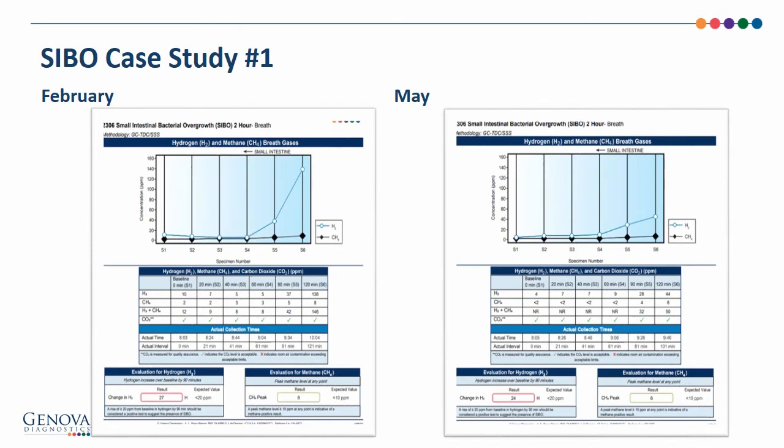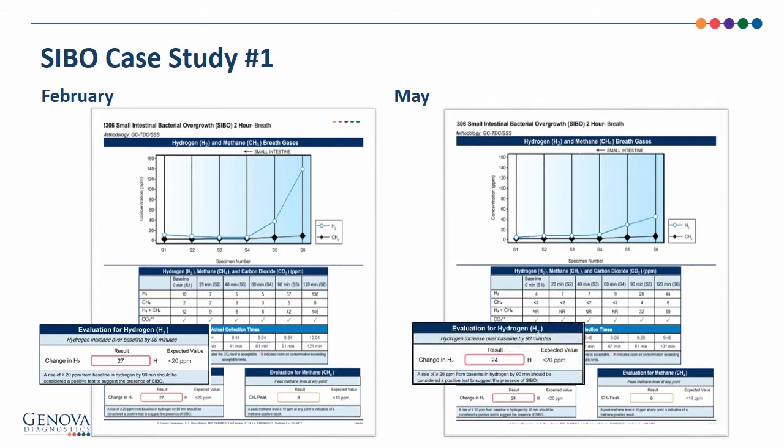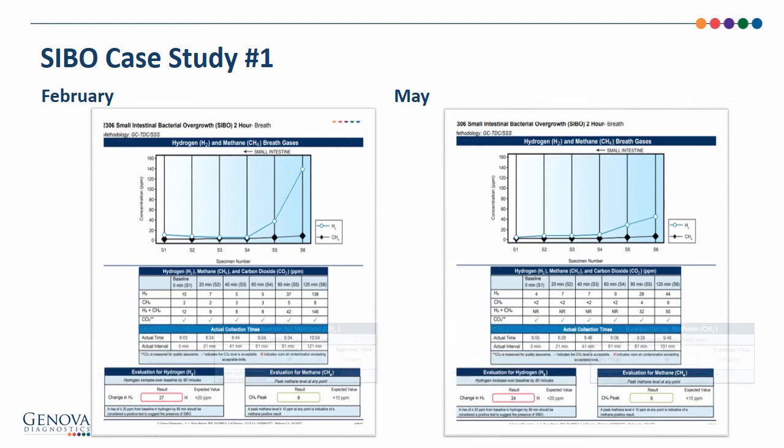Here we can see that there was not much improvement between the two tests that were taken 3 months apart. In February, the hydrogen was 27, and on follow-up only dropped down to 24, which is still a positive finding. Her methane also only decreased by 2 points from 8 to 6.